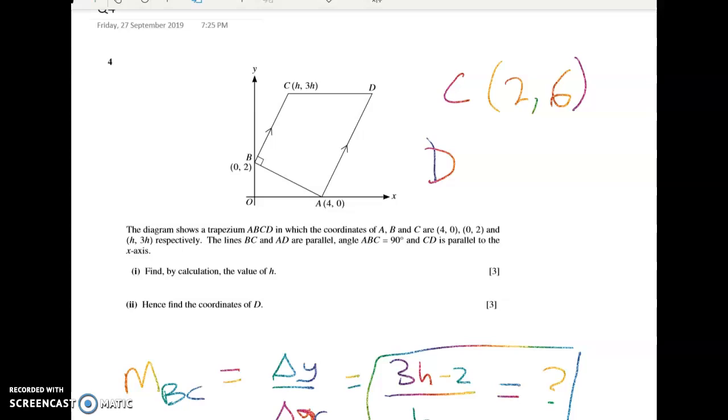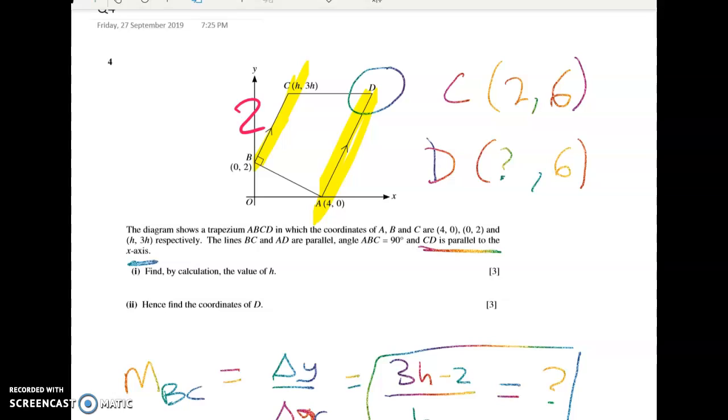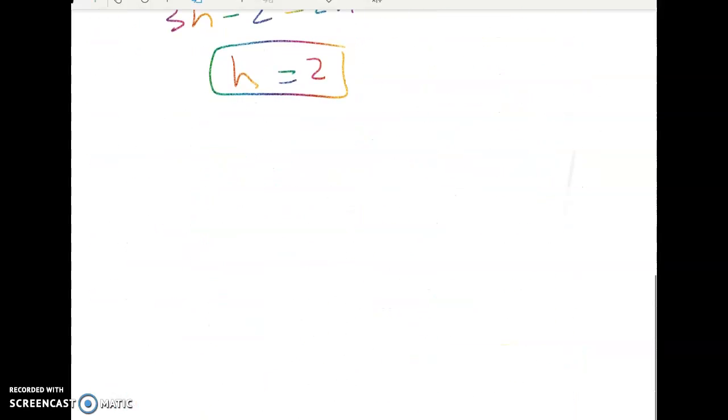So now we know that point D, well, CD is parallel to the x-axis, so D is going to have a y coordinate of 6, and we don't know the x coordinate yet. But we know that this line is parallel to this line. And we know that the gradient of this one is 2. So the gradient of this one we're now going to solve to give us the same gradient.